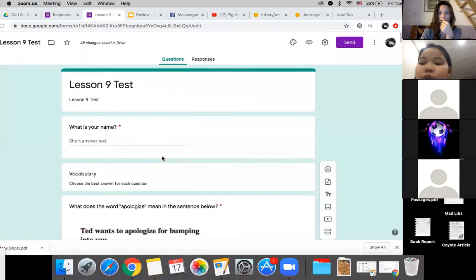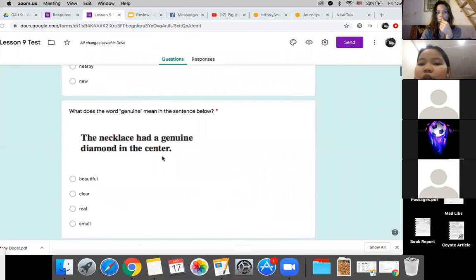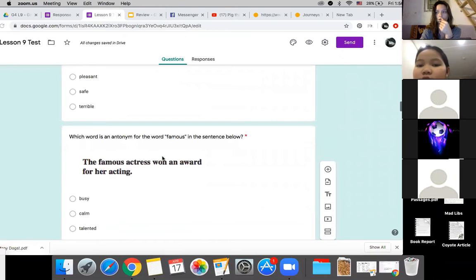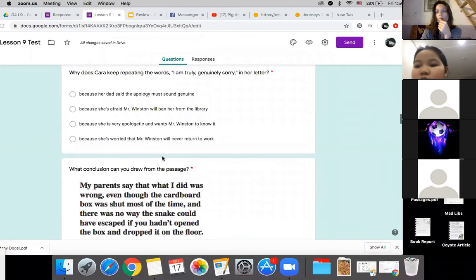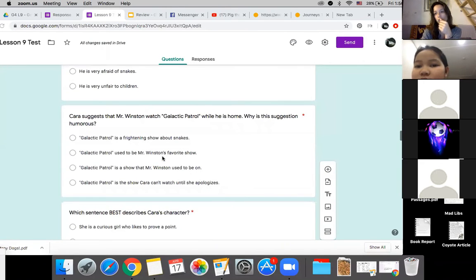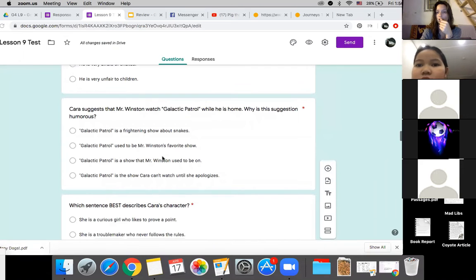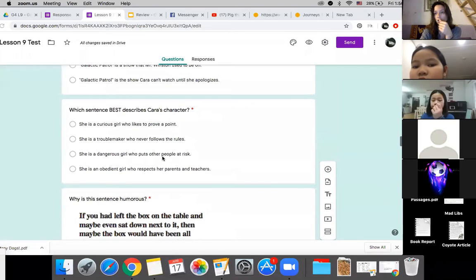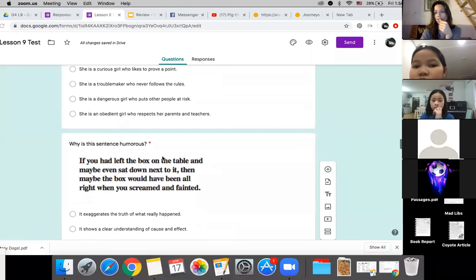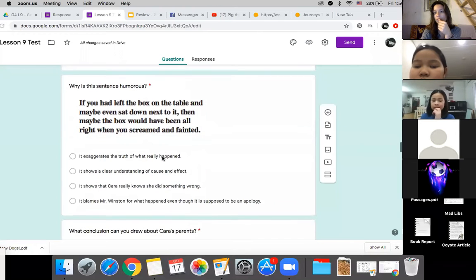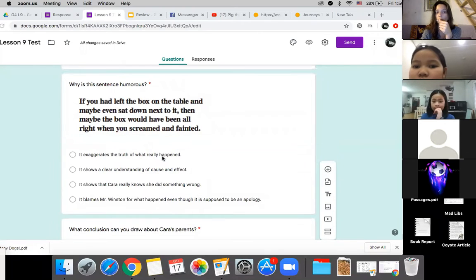Will we do writing? No, we don't have the writing part. You'll have a short answer part for the lesson test, but we don't do a full writing part until the unit test. After we finish lesson 10, you'll have the full unit test, and that will include the writing part.